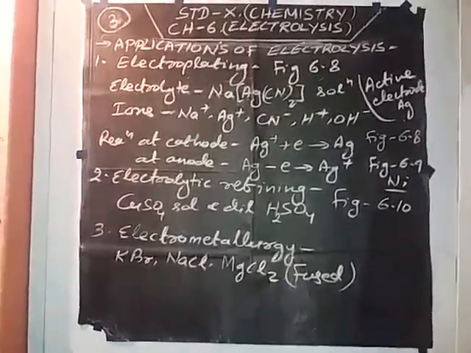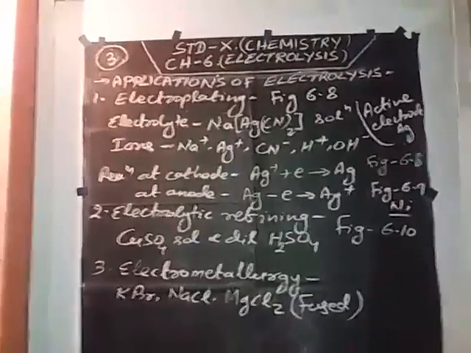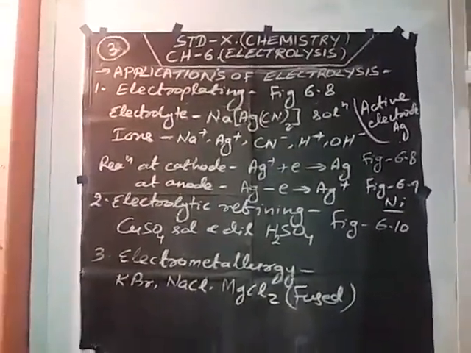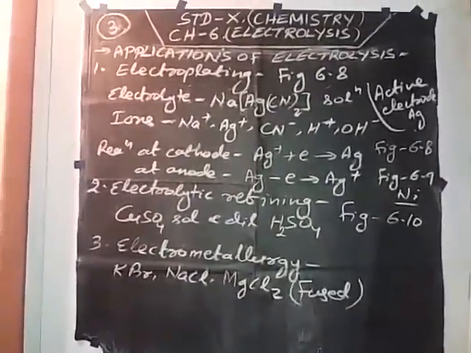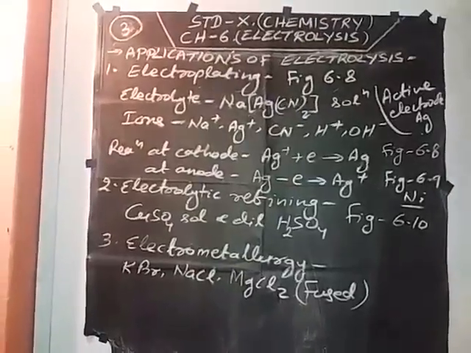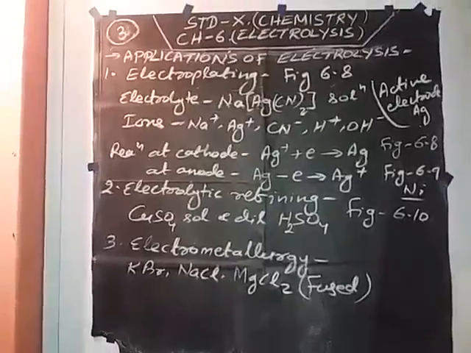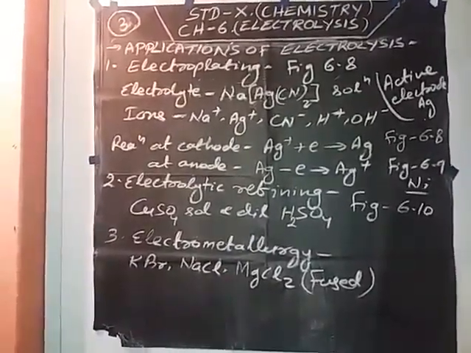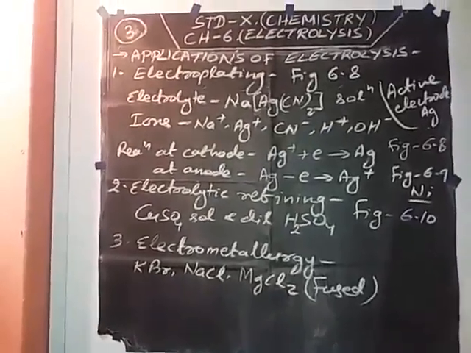Conditions for electroplating: the article to be electroplated is always placed at cathode. The metal to be plated on the article is always made the anode and has to be periodically replaced. The electrolyte must contain ions of the metal which is to be plated on the article. Low current for a longer time should be used. A direct current is used. These are the conditions for electroplating.